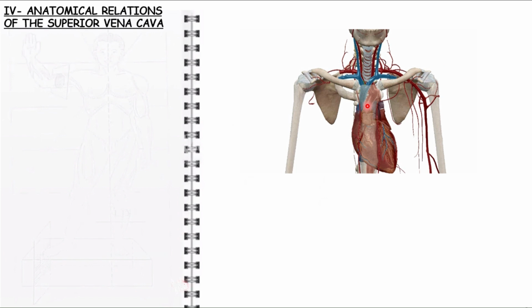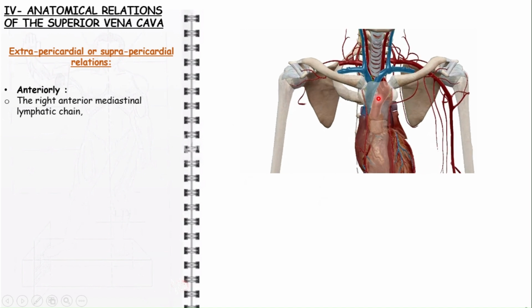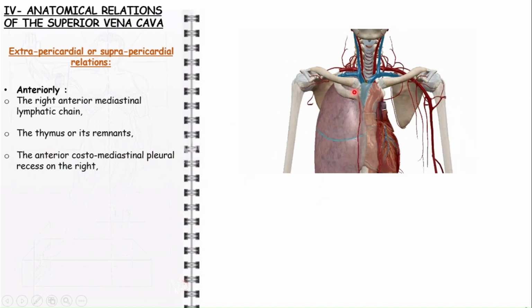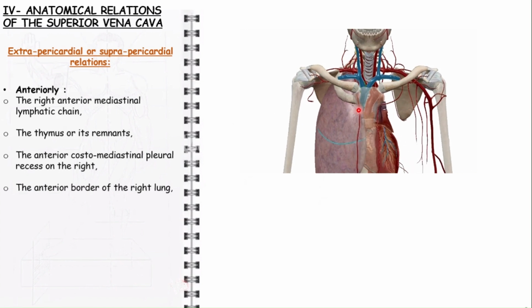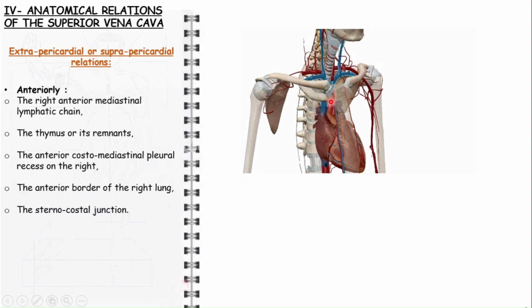They are distributed in relation to the pericardial serosa that surrounds the superior vena cava in its lower part. There are intrapericardial and extrapericardial relationships. In its extrapericardial or suprapericardial portion, the superior vena cava measures 4 to 5 centimeters in length and is relatively superficial. It is in contact with, anteriorly, the right anterior mediastinal lymphatic chain, the thymus or its remnants, the anterior costomediastinal pleural recess on the right and the anterior border of the right lung, and the sternocostal junction, behind which the internal thoracic vessels are applied.